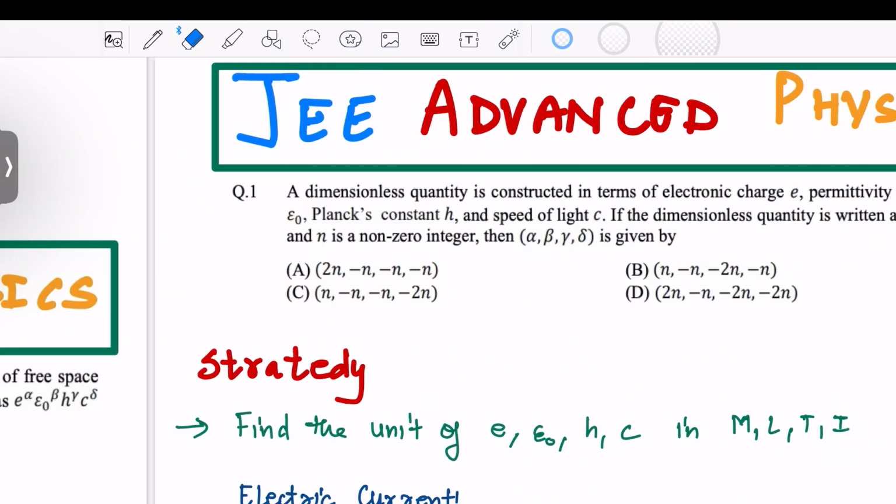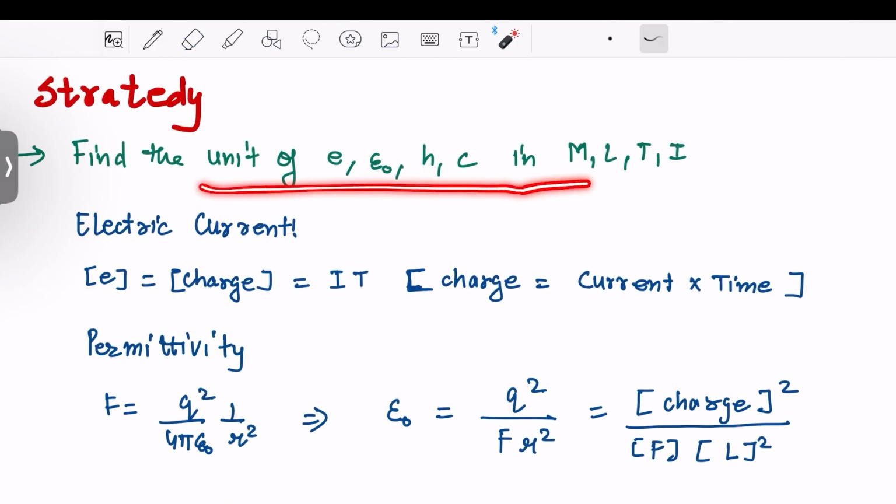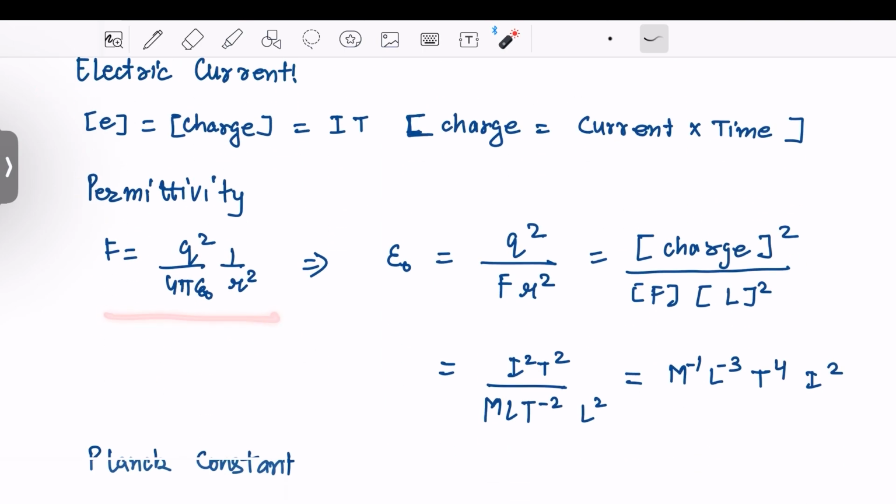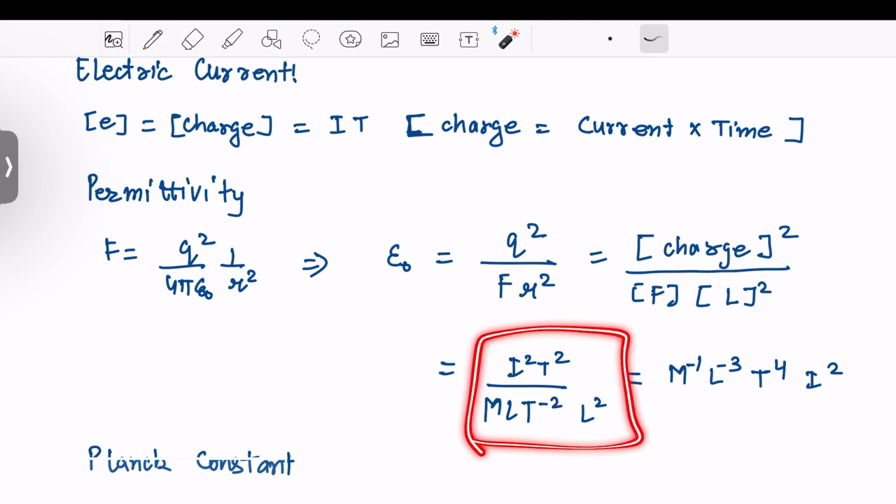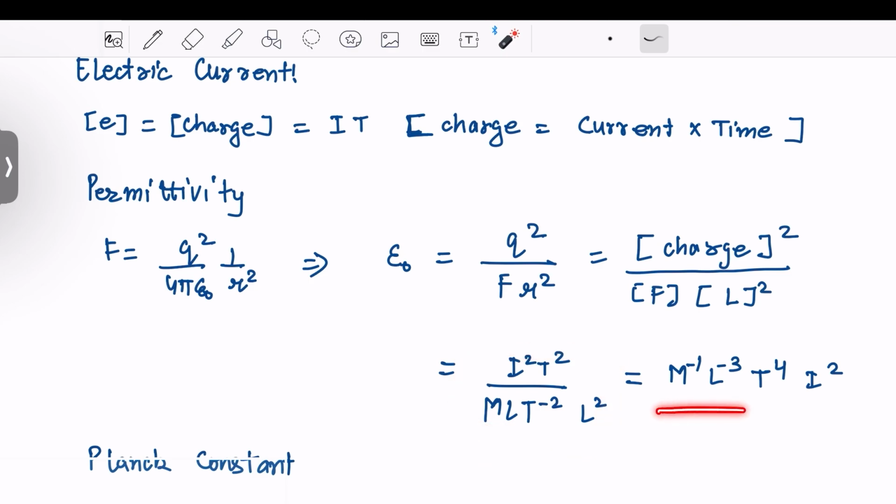So let's see how we can solve this problem. The strategy here is just to find the unit of each quantity in terms of our fundamental units: mass, length, time, and current. We know electric charge is current multiplied with time, so the unit of electric charge is I times T. Permeability you can get from the electromagnetic force. Permeability would be charge square over F divided by R square, and then you can plug in all the SI units and fundamental units, and you will get the unit of permeability in terms of M, L, T, and I.